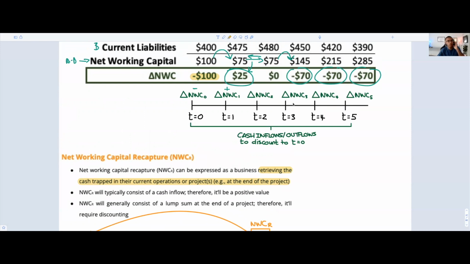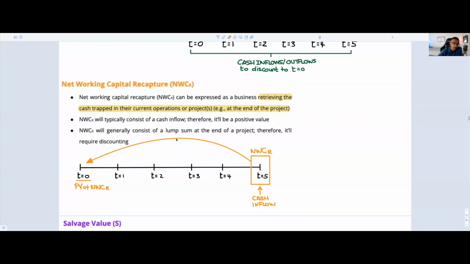Now, this is probably the best way that I would look at it. So with that said, net working capital will typically consist of a cash inflow, and for that reason, it'll be a positive value. And this is interesting because once we get to the end of all of these buckets, you'll understand that there's only really maybe 1 or 2 cash outflows, and the rest is all cash inflows. So that's pretty interesting. And the net working capital recapture is generally going to consist of a lump sum at the end of the project.